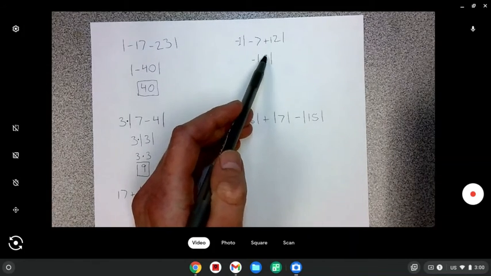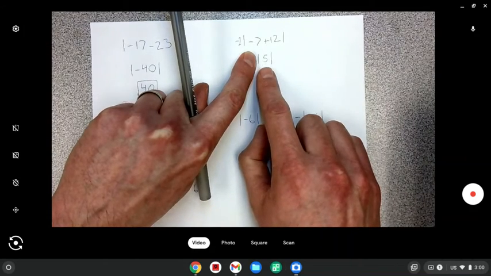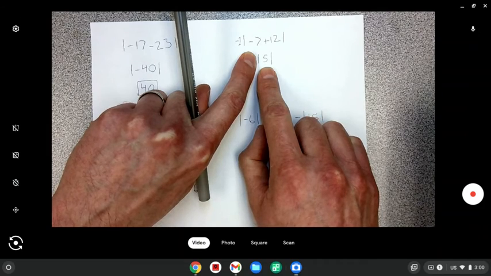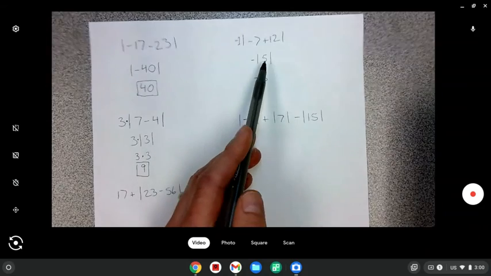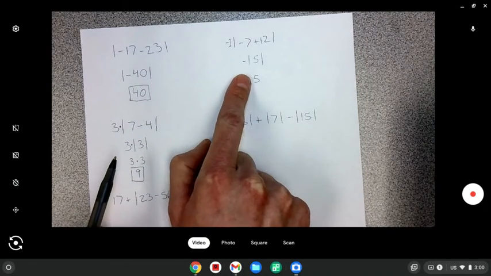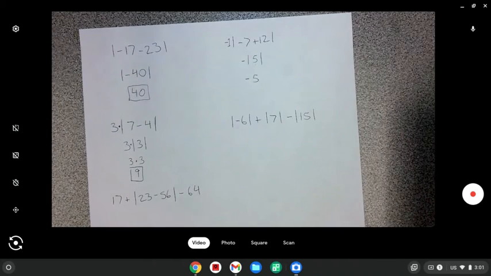The absolute value of 5. I'm going to ignore this negative for a minute. I just need to take the absolute value of 5, so I'm going to apply the absolute value. 5 is 5 away from 0. So that 5 is right there. Again, not the negative, but the absolute value of 5 is 5. The negative is still there, so it is negative 5.